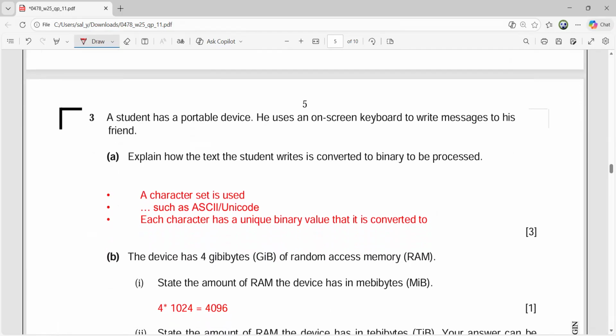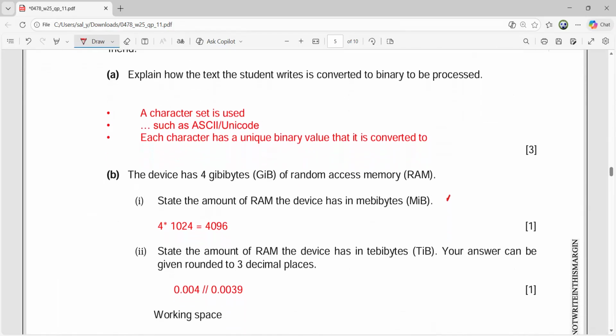The device, now part B. The device has 4 gigabytes GiB of random access memory. State the amount of RAM the device has in megabytes. So now what they want you to do, they want you to convert from GB to MB. And for that, you will simply do the multiplication like this, 4 times 1024 will give you 4096. So this is going to be the answer in megabytes from GB to MB.